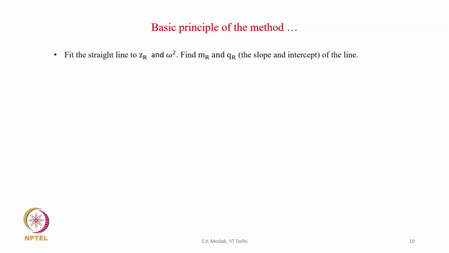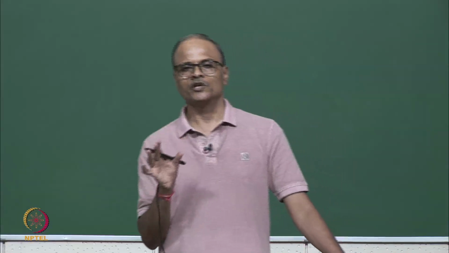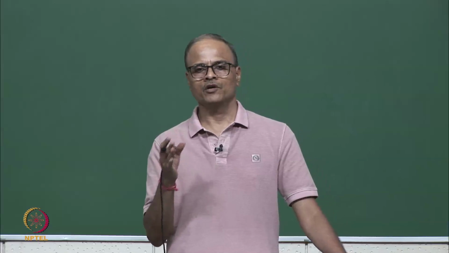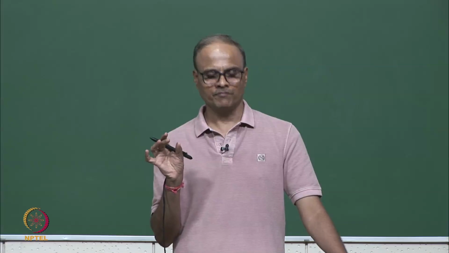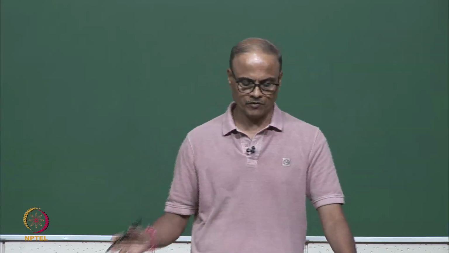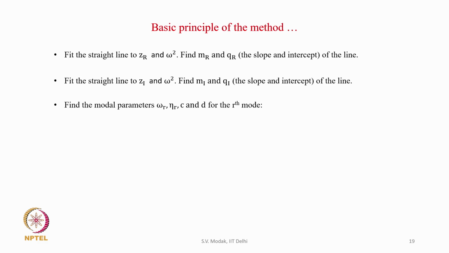So, what is the idea? For a given FRF we find the reciprocal of the FRF, then find the real part of it. We plot the real part versus omega square, and then we choose a narrow frequency band around a particular peak which we are analyzing, and then we fit a straight line to those points in that narrow frequency band, and then we get the relationship between ZR and omega square. When we fit the straight line, we get the slope and intercept of that line, and similarly we do this for the imaginary part of the inverse FRF, and from that we get the slope and intercept mi and qi of the line.